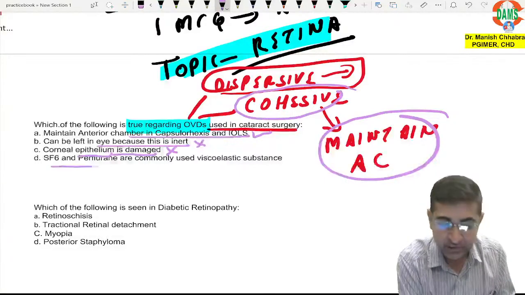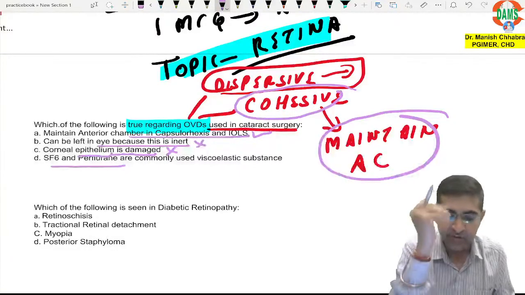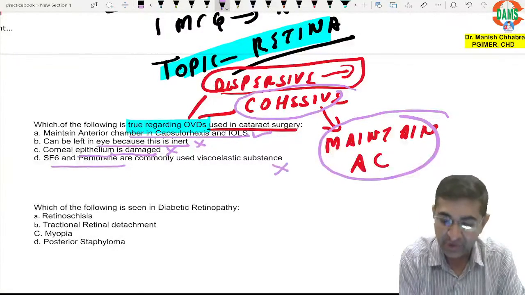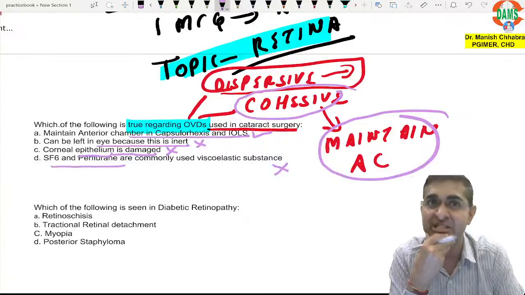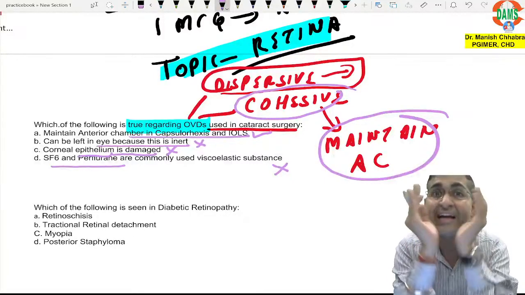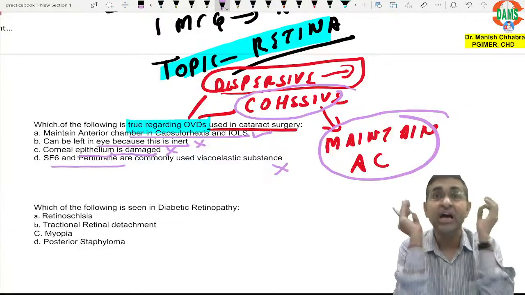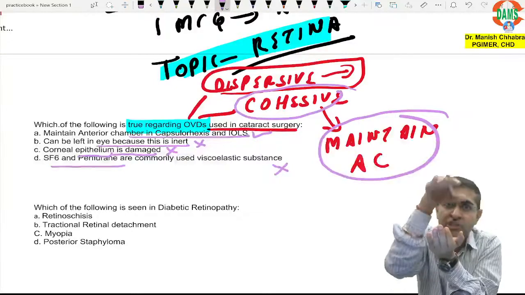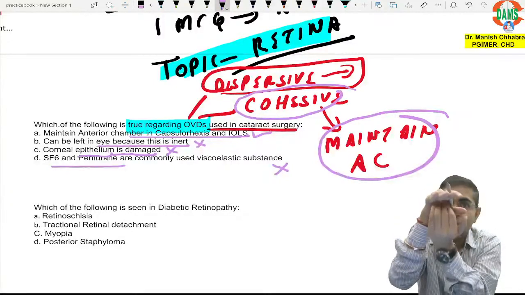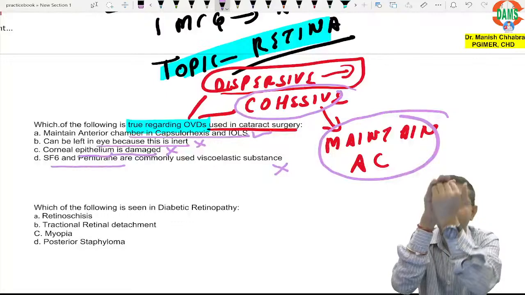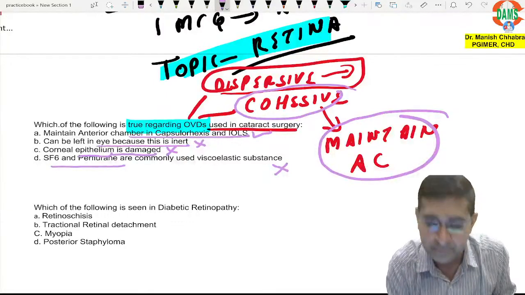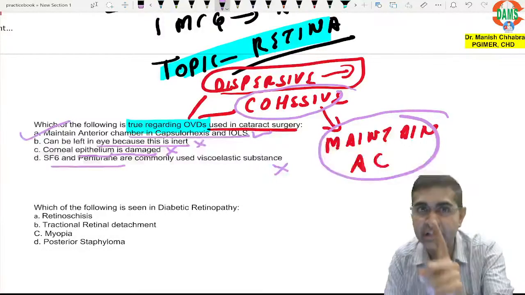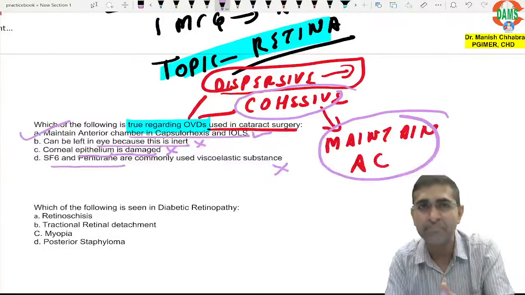Then SF6, which is sulfur hexafluoride, and perfluoropropane are commonly used viscoelastic substances. These are not viscoelastic substances. These gases are used in the treatment of retinal detachment because they are lighter than vitreous humor. They will rise up. Suppose this part of the retina is detached, the gas is going to rise up and push back the detached part of the retina. So the answer is clear cut, which is A: it maintains anterior chamber in capsulorhexis and IOL implantation.